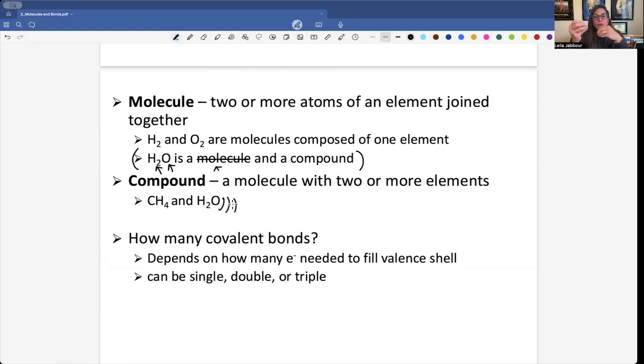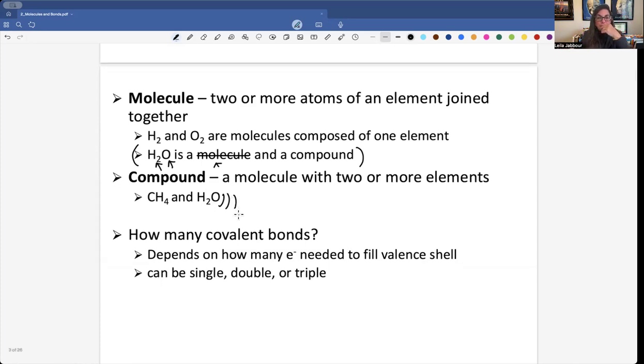So the number of covalent bonds that are going to happen between these elements will depend on what the elements are, because certain elements will require 2 electrons, other elements will require 4 electrons. So it will depend on which element we're talking about and what the requirements are for this stability to be achieved, and the seeking of these electrons to fulfill those valence shells. We talked about that in the previous chapter.